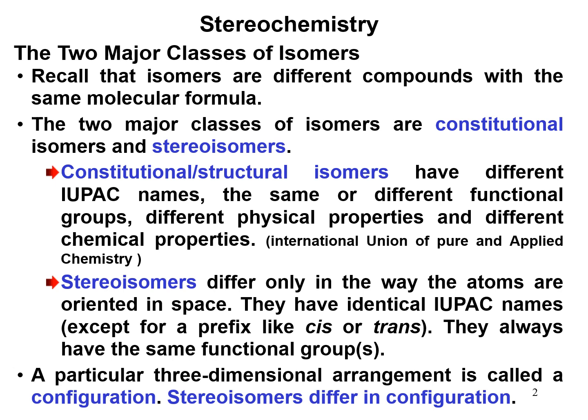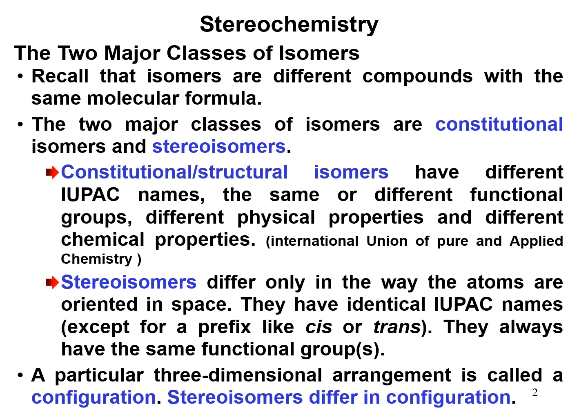So, the two major classes of isomers. To remind you, recall that isomers are different compounds with the same molecular formula but different structures. So an isomer is any molecule that is a different compound with the same molecular formula but a different structure. The two major classes of isomers are constitutional isomers and stereoisomers.